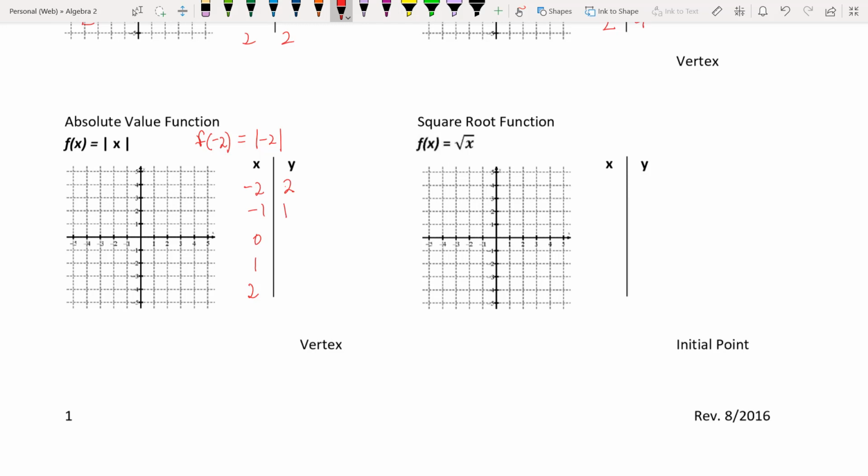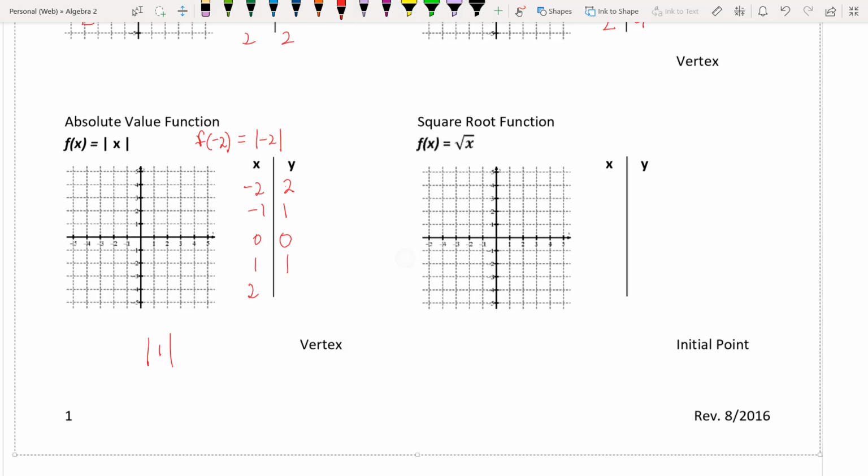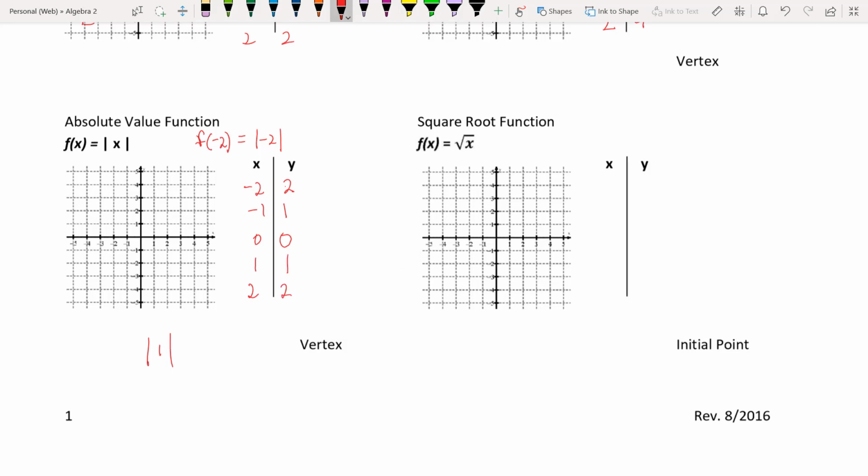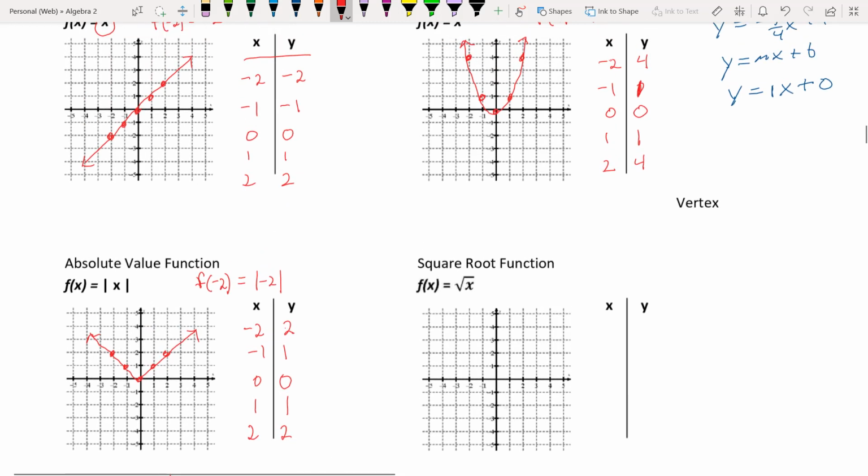If I put a 0 in there, it's 0. If I put a 1 in there, what's the absolute value of 1? It's 1, because 1 is 1 space away from 0. 2 is 2 spaces away from 0. All right, so let's plot those guys. And you get something that kind of looks like a parabola, but this one's a V, not a parabola. Okay, so we get a perfect V on an absolute value. Okay, hopefully you've seen those as well.